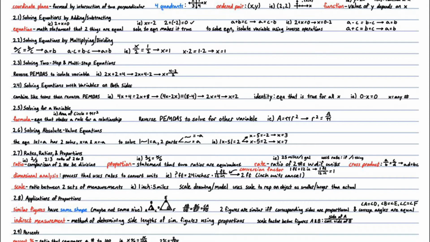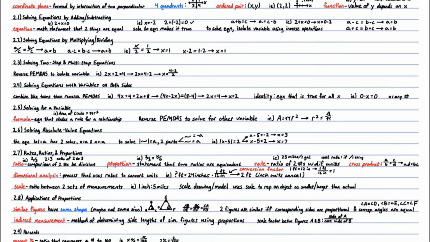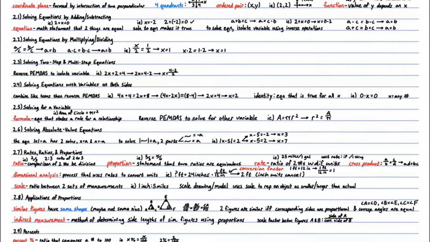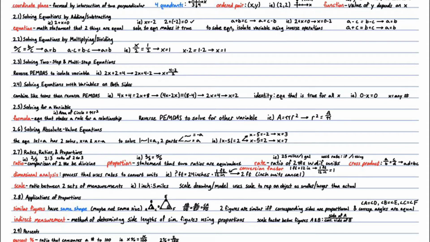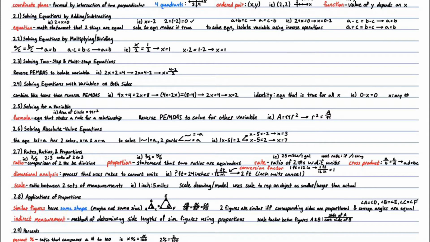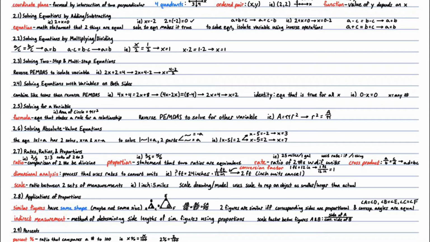Conversion factors are equal to 1, i.e., 1 foot divided by 12 inches. A scale is a ratio between two sets of measurements, i.e., 1 inch to 5 miles. Scale drawing or model uses scale to represent an object as smaller or larger than it actually is, i.e., a map. Applications of proportions. Similar figures have the same shape, maybe not the same size.